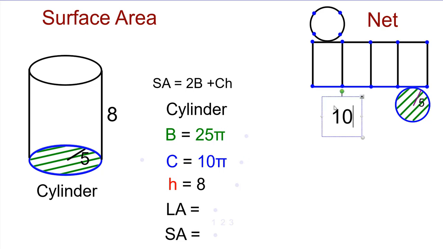I learned a code. Alt 227 is the code for pi. I know, I'm such a nerd.